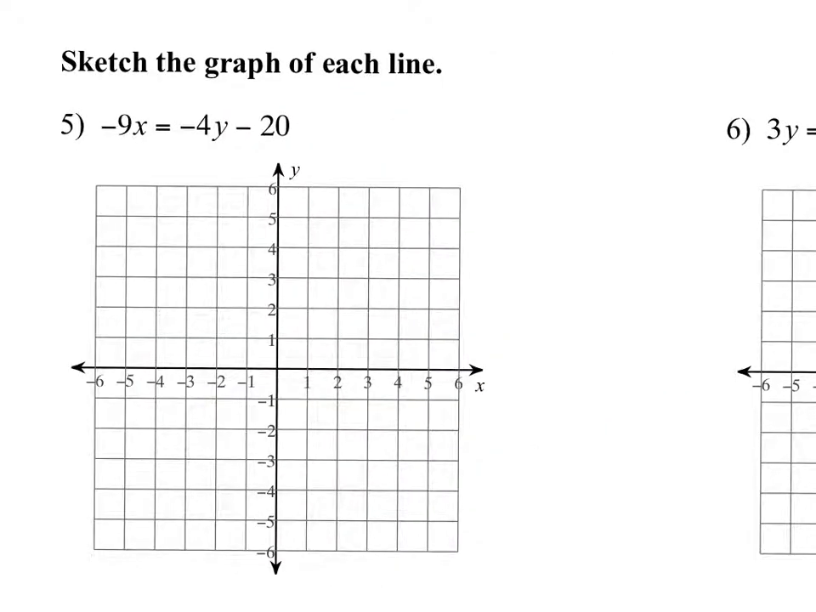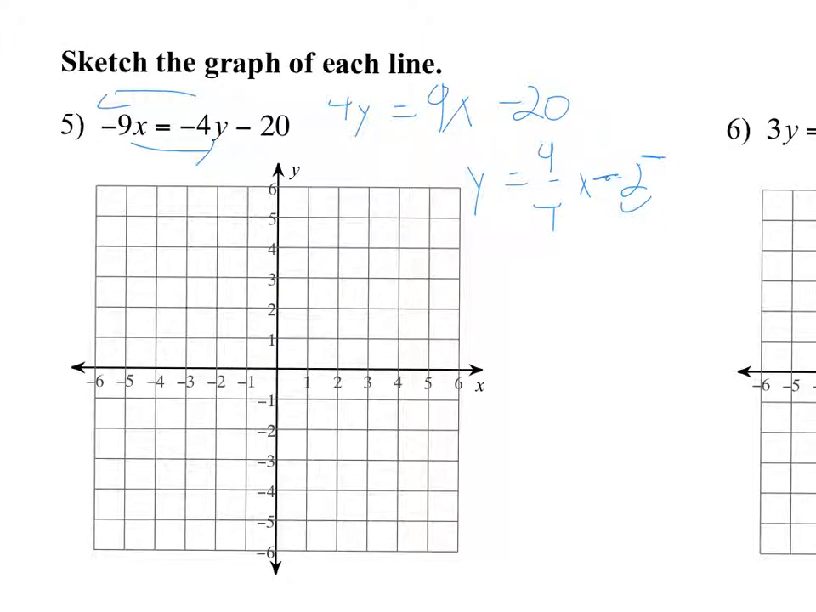Sketching the graph of this line, I could do this in one of two ways. One would be to put this into y equals mx plus b, and the other is to make a table. Based on the numbers here, I know that 20 and 4 divide nicely. I'll probably get the y by itself. I'm going to add 4y to get to this side and add 9x to get to this side. We end up with 4y is equal to 9x minus 20. When I divide both sides by 4, I get y is equal to 9 over 4 x minus 5.